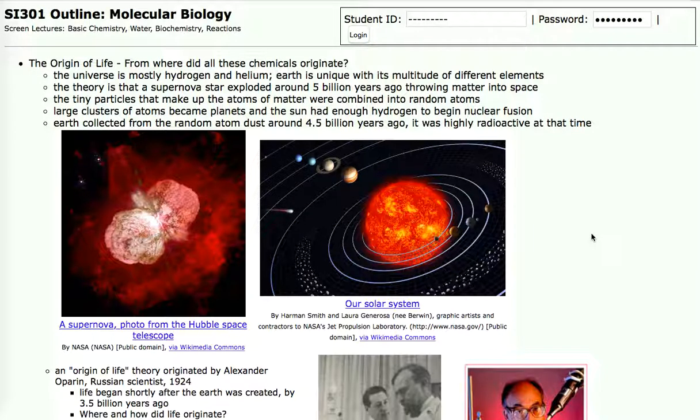In this unit, we begin a discussion of chemistry in our overall topic of molecular biology. So, in chemistry, you probably last year didn't talk about where all the atoms originally came from in the universe, but that's what we're going to do here in biology. The origin of life: from where did all these chemicals that we have in our bodies originate?